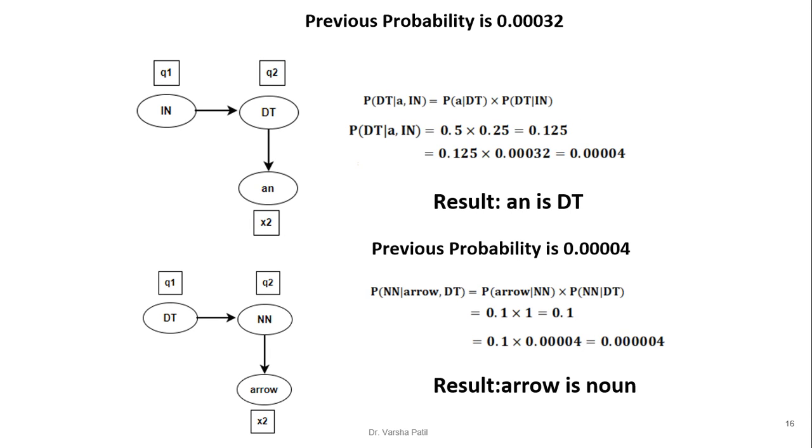And after that, for the next words an arrow, there is no ambiguity because only a single part of speech tag is there, so we just calculate the probability. We are just carrying forward the answer. For DT there is no ambiguity, so we just take this value and multiply with the previous answer, and we get this value. And the final word is arrow. For arrow there is no ambiguity, it is a noun only, so we are just calculating with the previous answer. So the result is arrow is a noun.